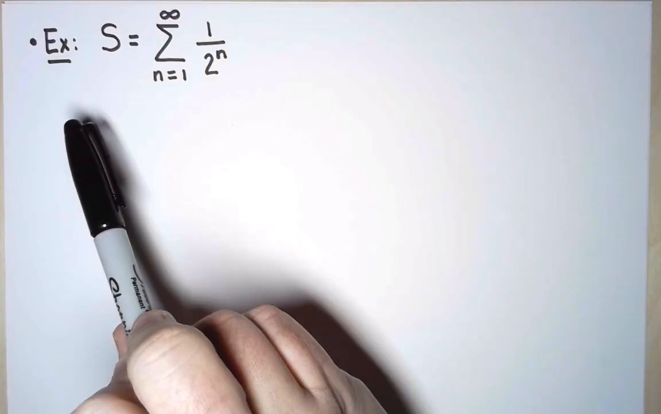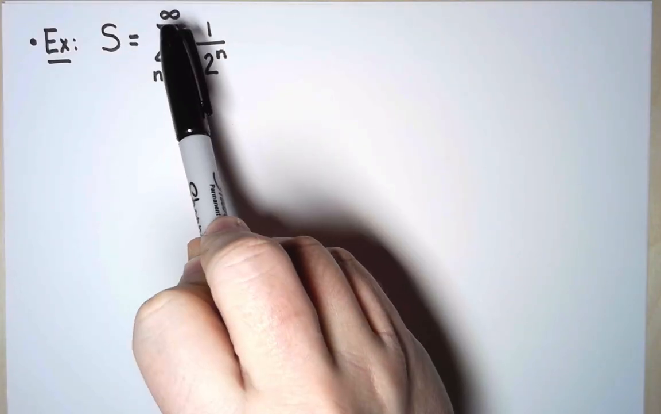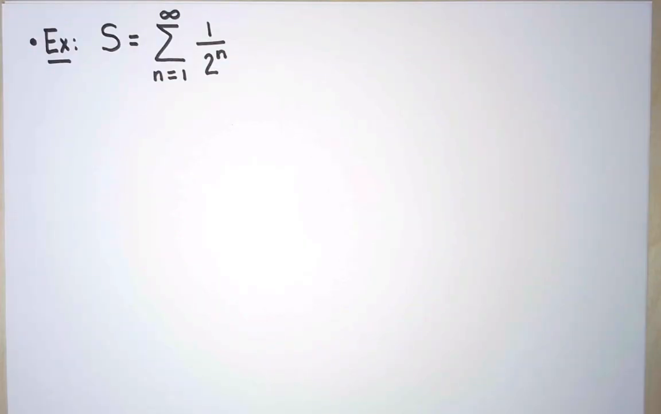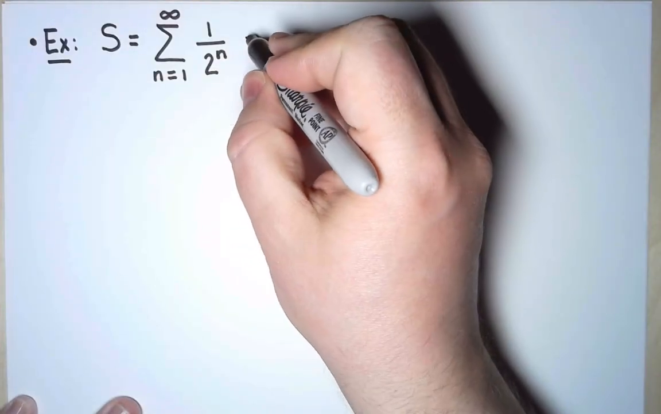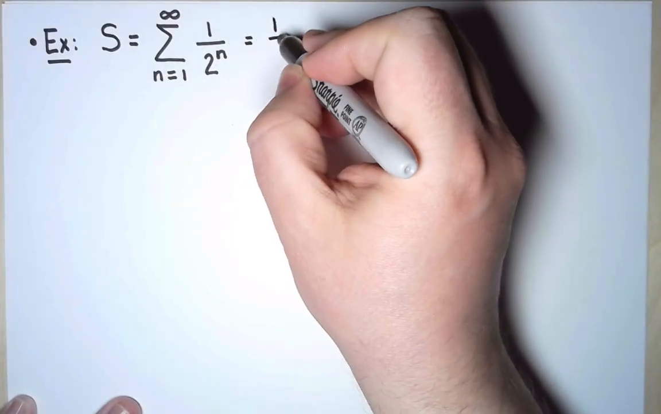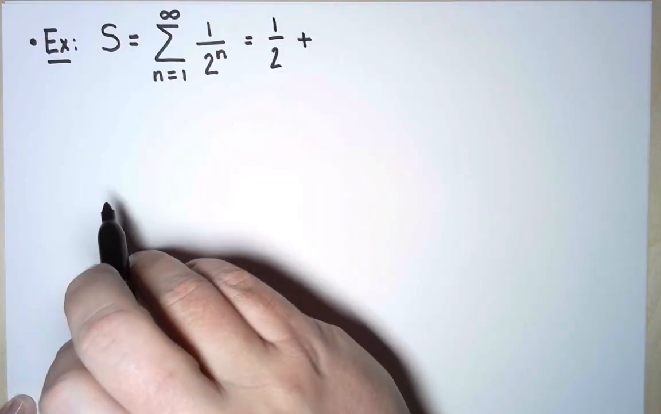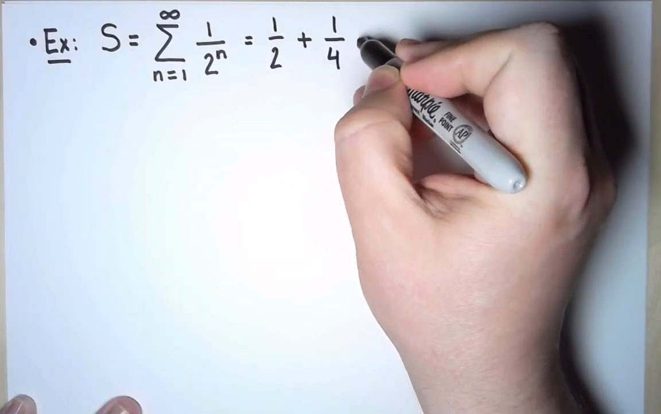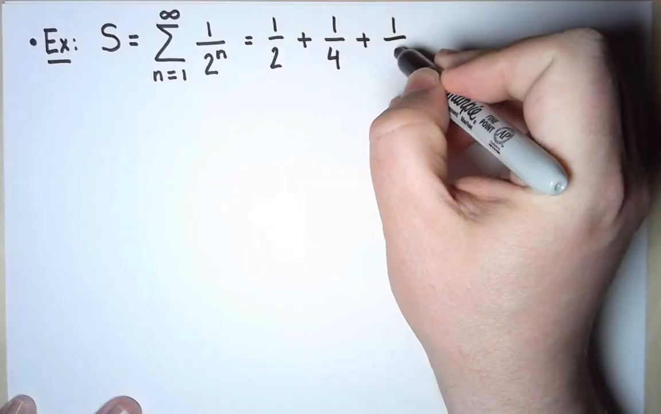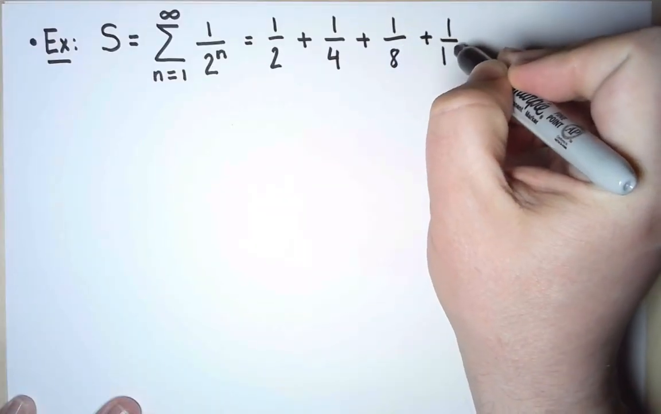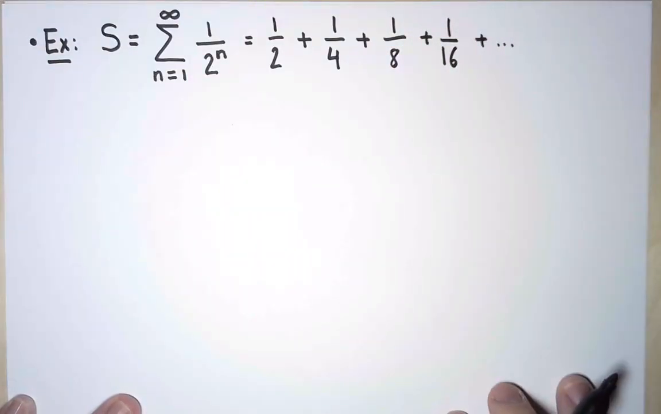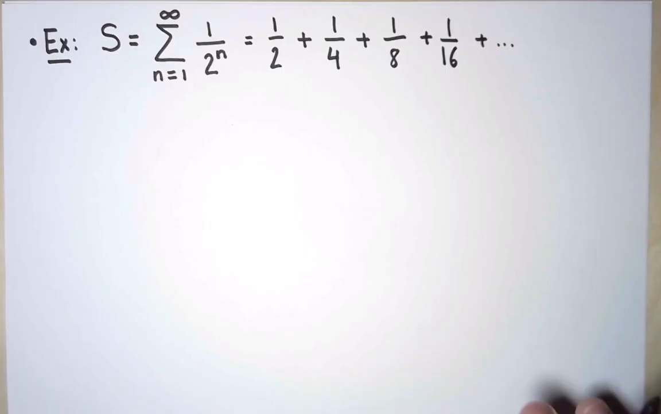Let's look at this sum, the sum from n equals 1 to infinity of 1 over 2 to the n. The first few terms for this sum are when n equals 1 is 1 over 2, plus when n equals 2 is 1 over 4, plus when n equals 3 is 1 over 8, and then 1 over 16, and so on, and I never stop. I'm going to try to add this sum geometrically.